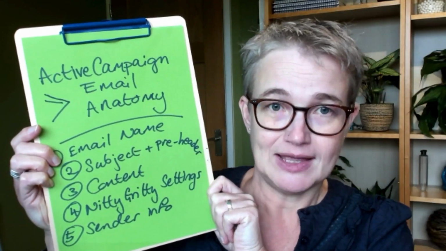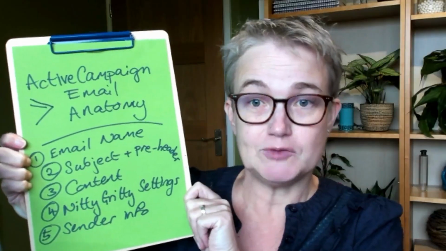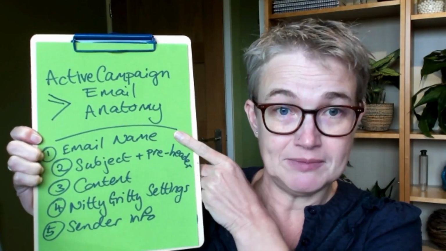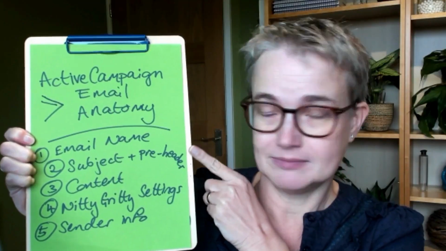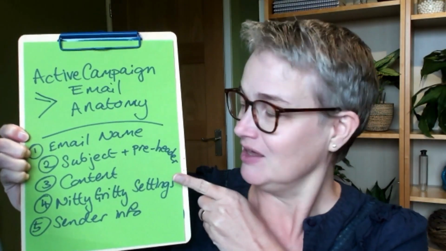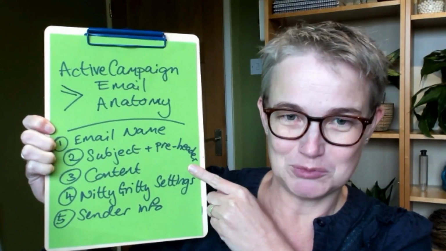ActiveCampaign email anatomy, the moving parts of each ActiveCampaign email. So this could be a campaign email or it could be an automation email. We're going to talk about email naming, which is an internal thing, the subject line and pre-header, which is what your contacts see, the content of your emails. Everyone thinks that's the easy bit, but actually there's a lot of stuff you're probably missing in this.